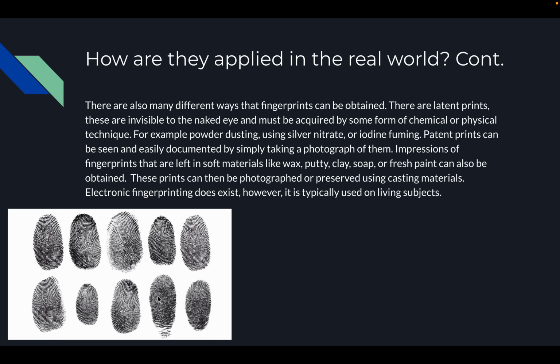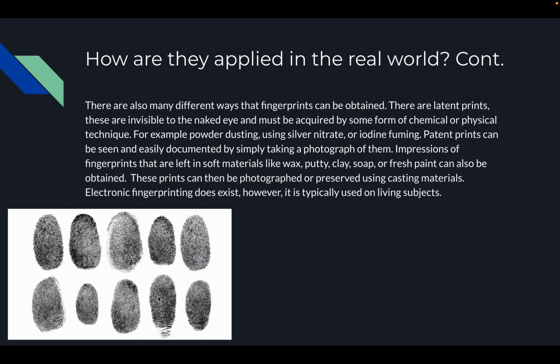All right, fingerprinting is very cool. It's very interesting. There are many different ways that fingerprints can be obtained. There are latent fingerprints. These are typically invisible to the naked eye, and they must be acquired by some form of chemical or physical technique. You have your powder dusting. You can use silver nitrate, or you can use iodine fuming as well. All of these chemical techniques bond to the fingerprints and make them visible to the naked eye. We also have patent prints, which can be seen and pretty easily documented by simply taking a photograph of them.